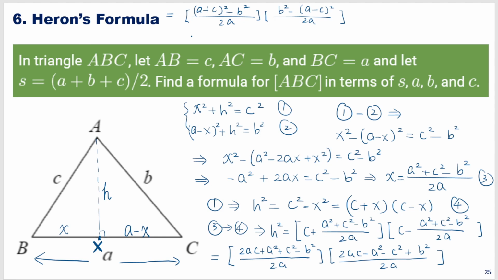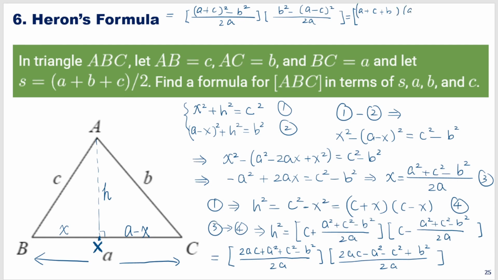Okay, again, you can expand the first one. So again, you have an expression like something squared minus another thing squared, so that equals (a plus c plus b) times (a plus c minus b), right? Over 2a, times the second one, which gives you (b plus a minus c) times (b minus a plus c), right? Over 2a. You follow me?